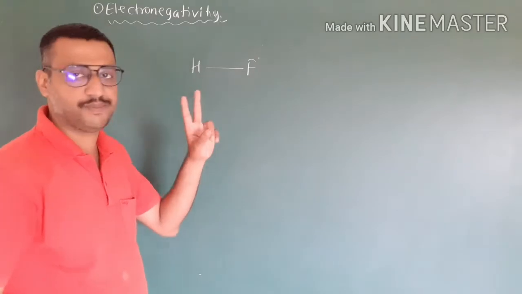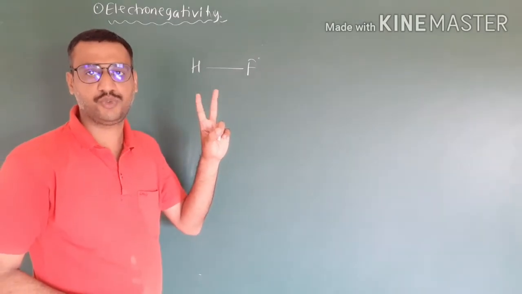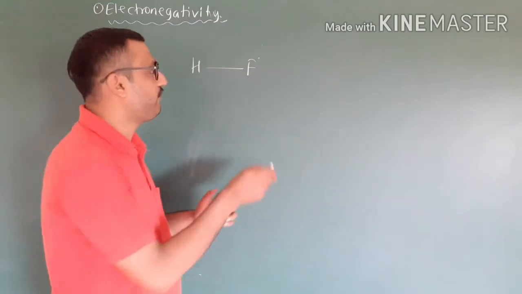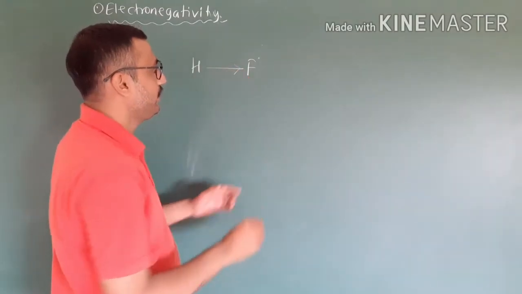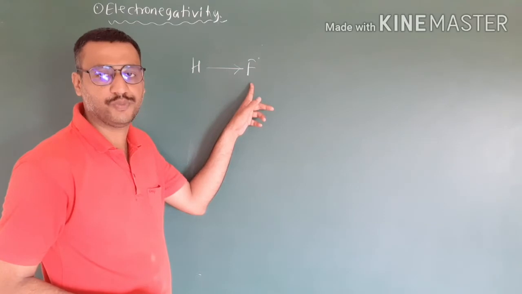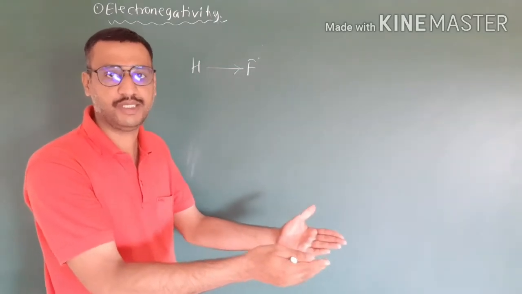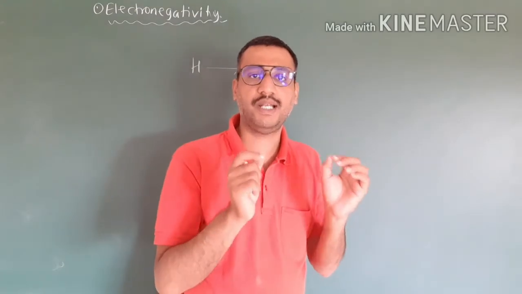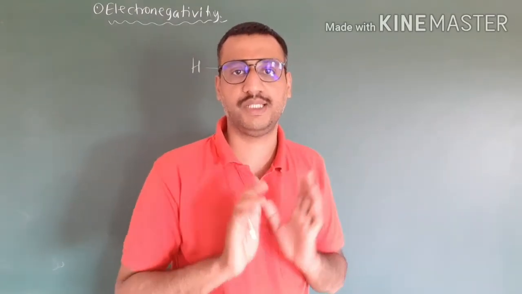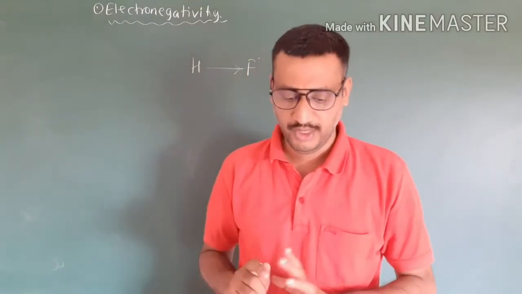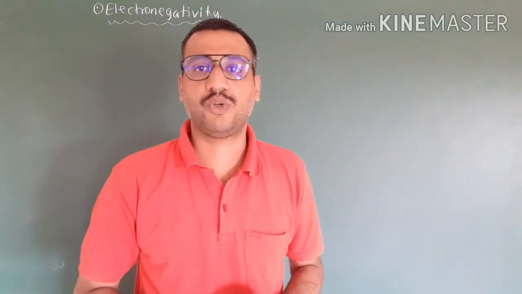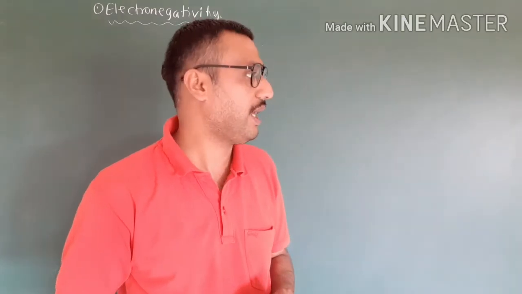A chemical bond means there is a presence of two electrons between two atoms. These two electrons are pulled towards the fluorine, so that's why we call fluorine more electronegative. So electronegativity is nothing but the tendency of an atom to attract the bonded electron pair towards itself in a molecule. Now the second thing is the difference between electronegativity and electron affinity.